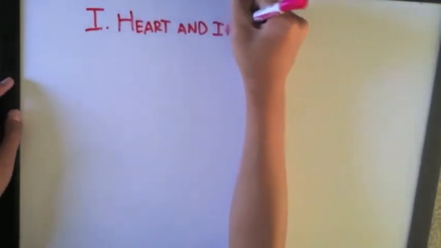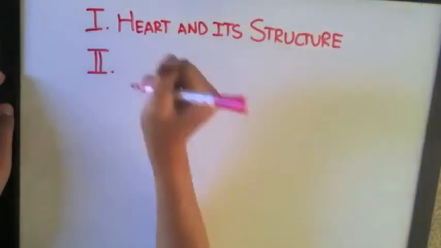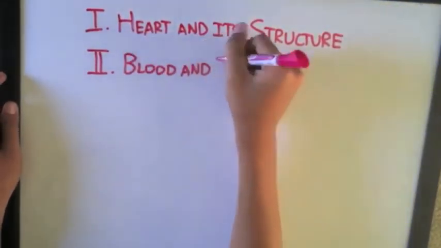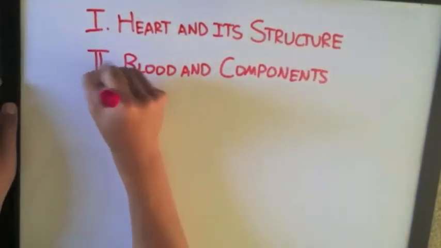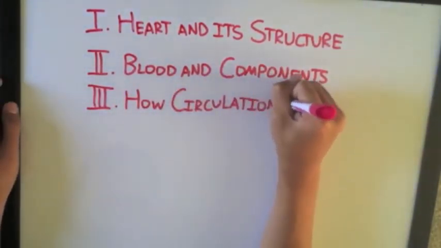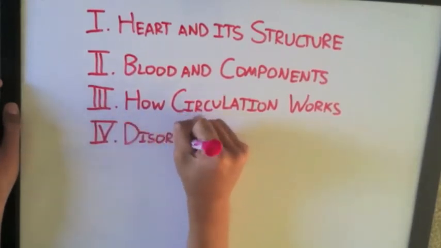In this video, we will be going over the major aspects of the circulatory system, including the structure of its main organ, the heart, blood and its components, how circulation works, and disorders that affect some parts of the circulatory system. This is DJ Eric, and we'll be talking about the structure of the human heart.